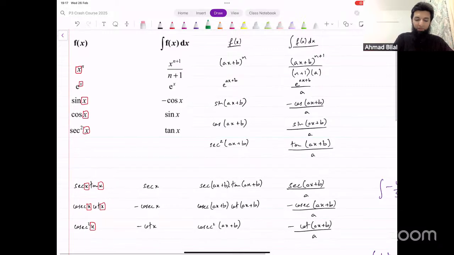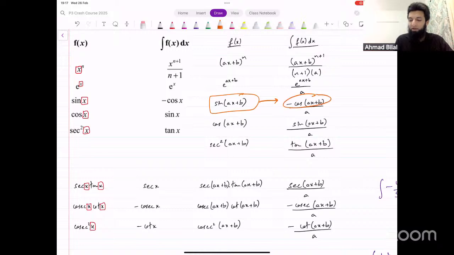Now, in all of them, the condition is that x can be replaced with some other linear expression, and the rule will work. There will be one additional step, and that will be that you would divide by the derivative of this expression as well, along with using the rule that's given in the formula sheet. For example, if you have sine of ax plus b, integration of that is going to be minus cos of that, but then you divide by a as well. And similarly, for all the other rules, this is what we started from.